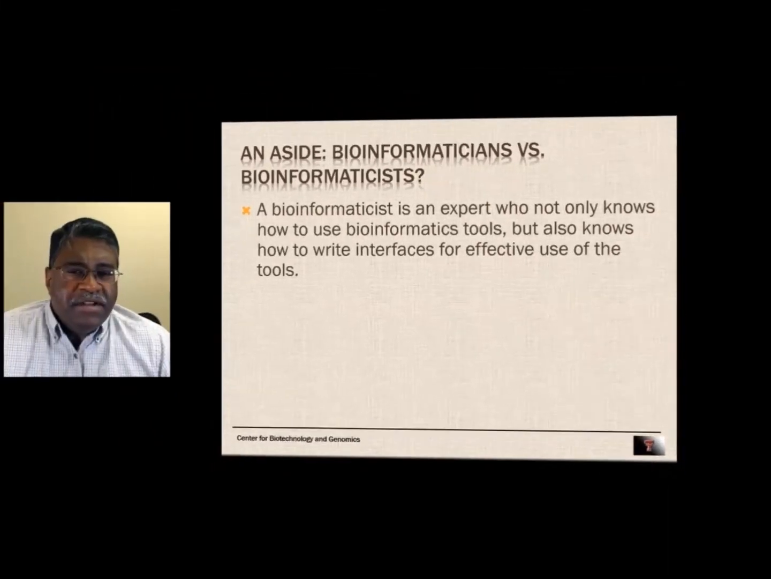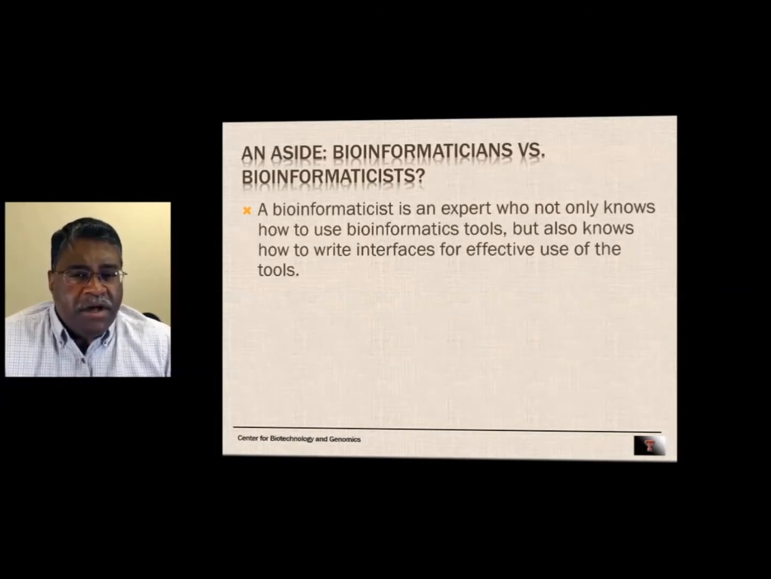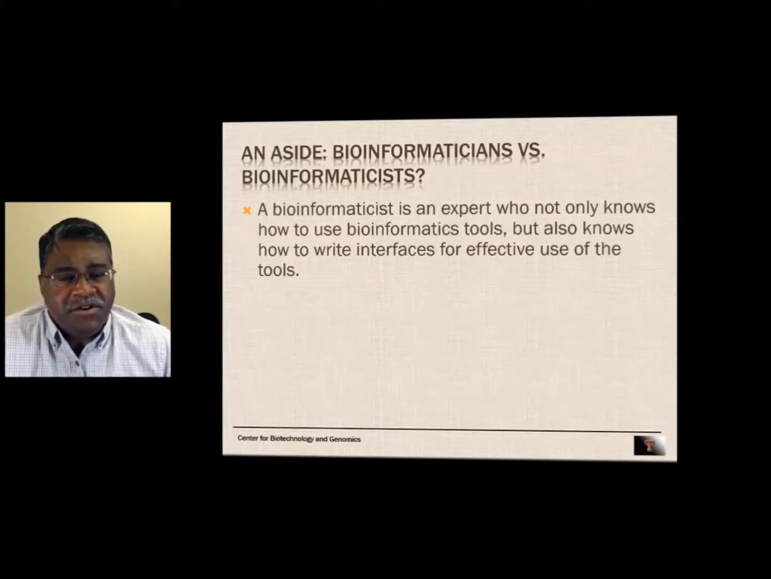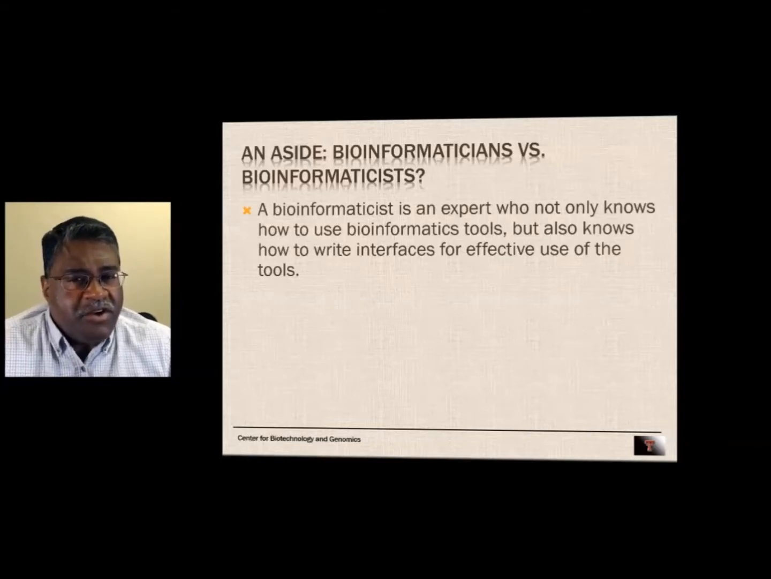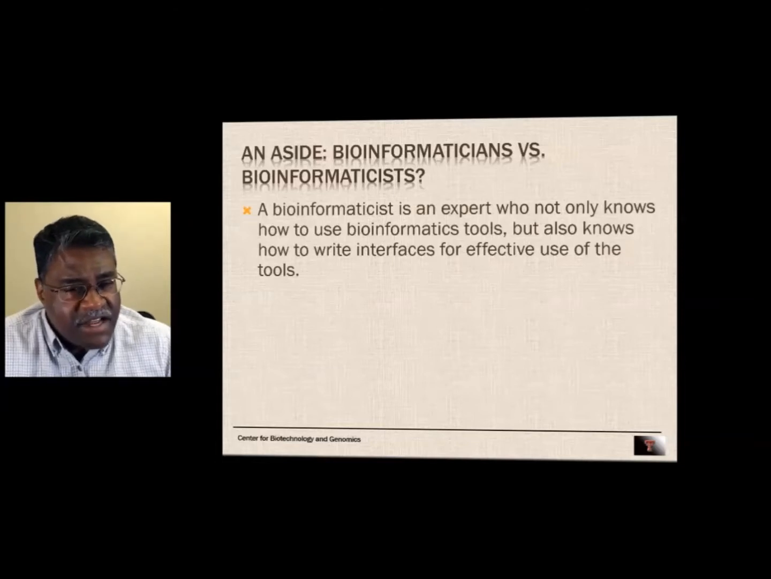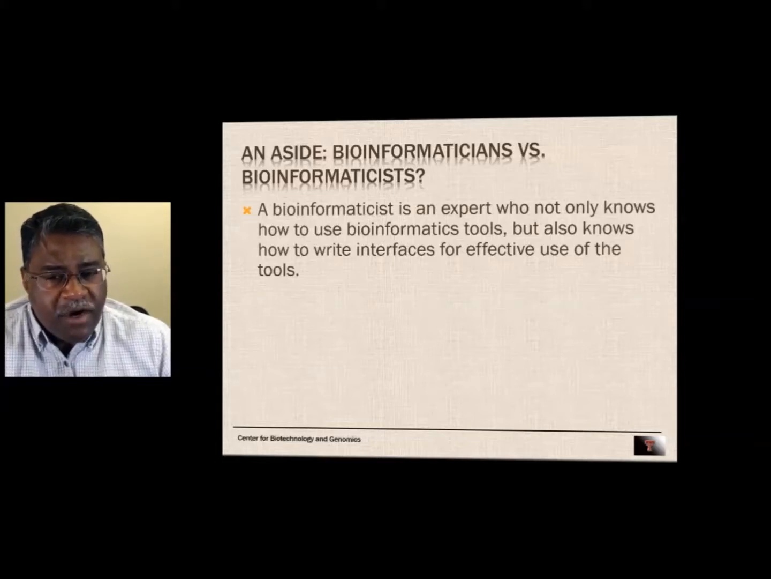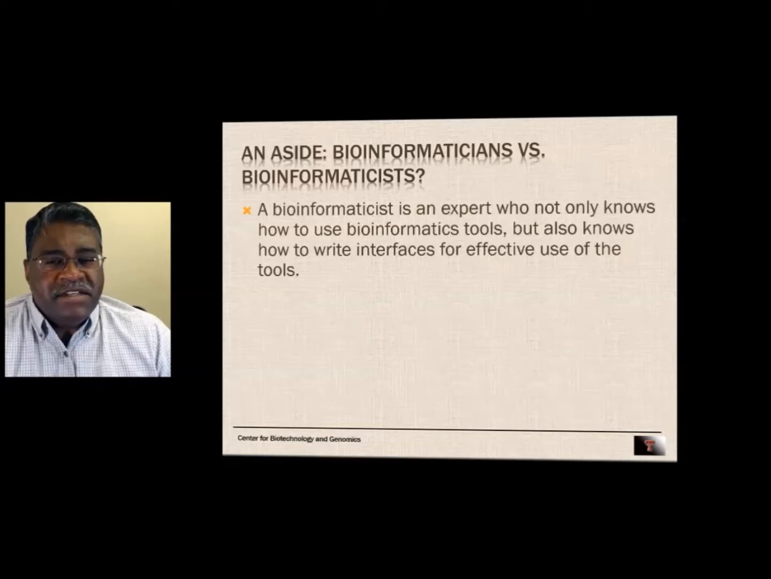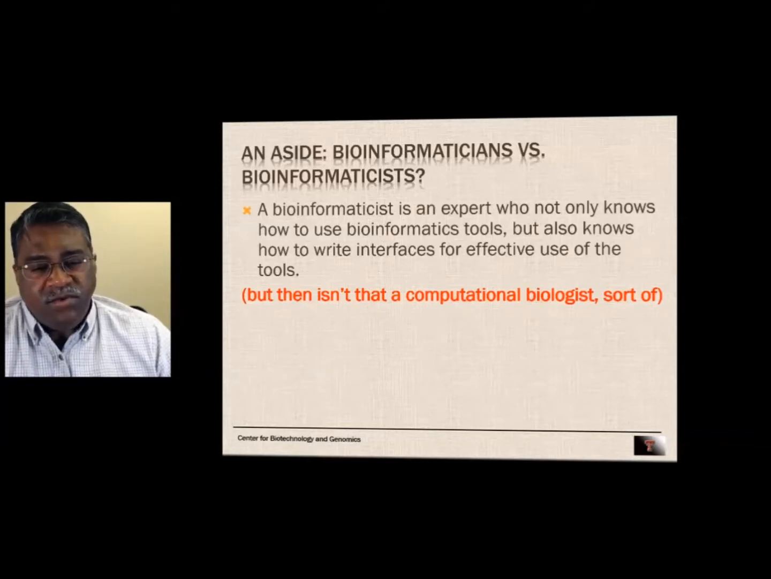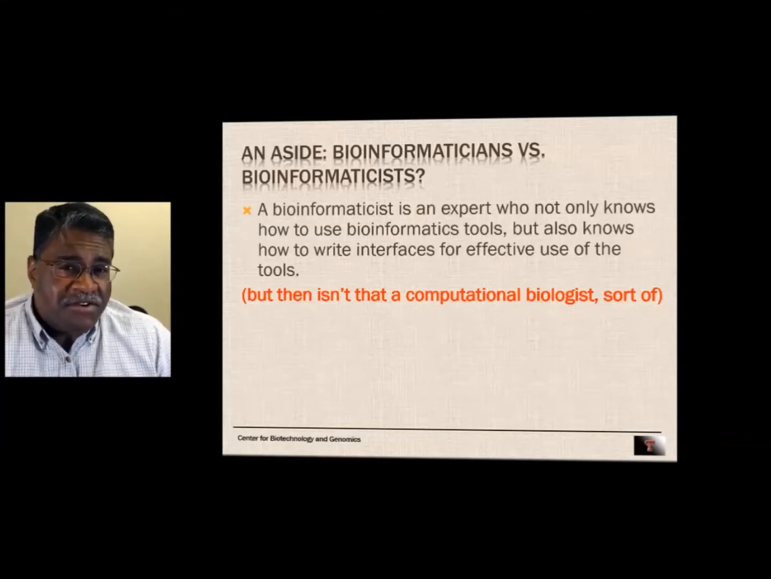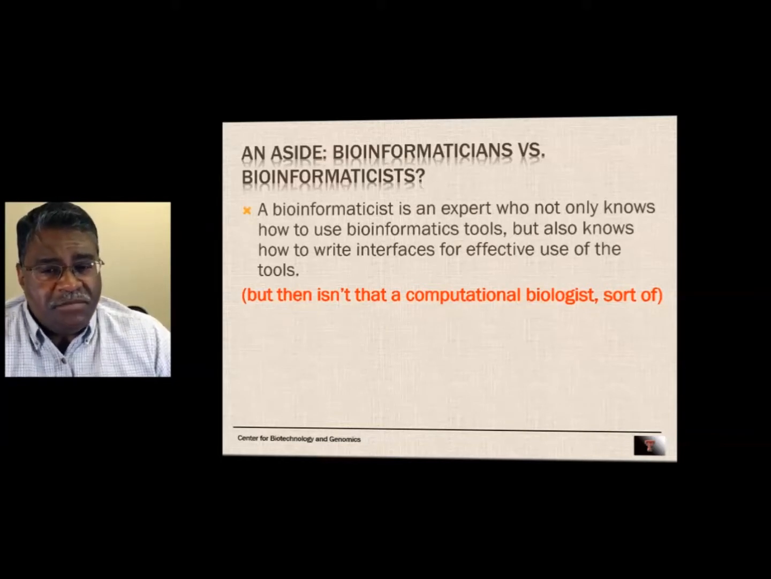So here's some definitions. Again, these are recommended definitions. People have opined about this, but that does not mean that just because one or two people have opined and a few people agree on this, these are universally acceptable definitions. So a bioinformaticist is an expert who not only knows how to use bioinformatics tools, but also knows how to write interfaces for effective use of tools. So a bioinformaticist is somebody who uses the tools and can write interfaces for effective use of the tools. But then that's what a computational biologist is, right? Sort of, if you revisit the definition in the previous slide.